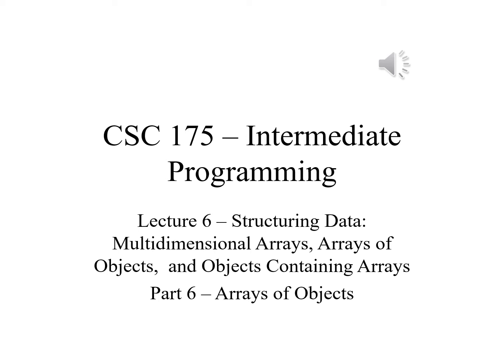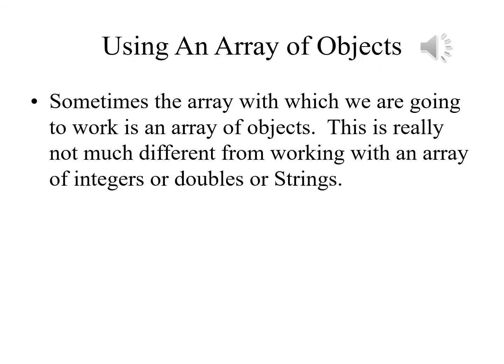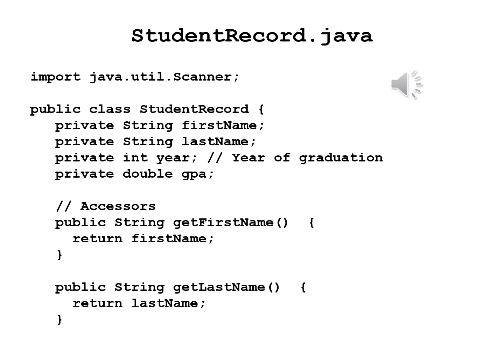In part 6 of lecture 6, we will discuss arrays of objects. Just as we frequently need to use arrays of integers and arrays of other types, we will sometimes need to use arrays of objects. As we will see, using arrays of objects is a bit different from using other arrays, but not by that much.